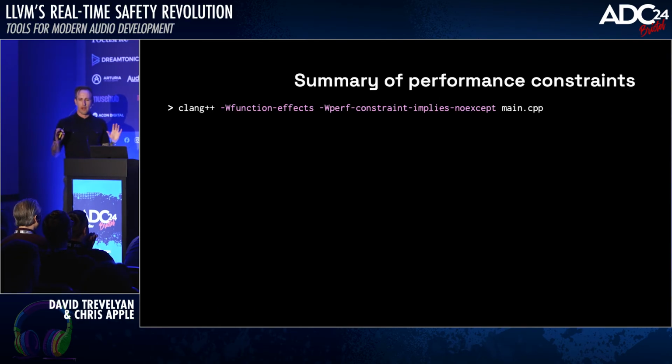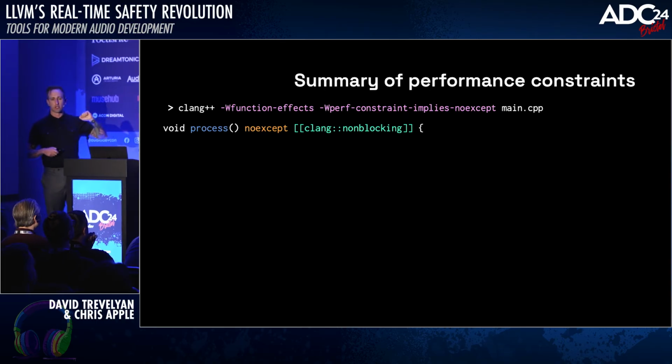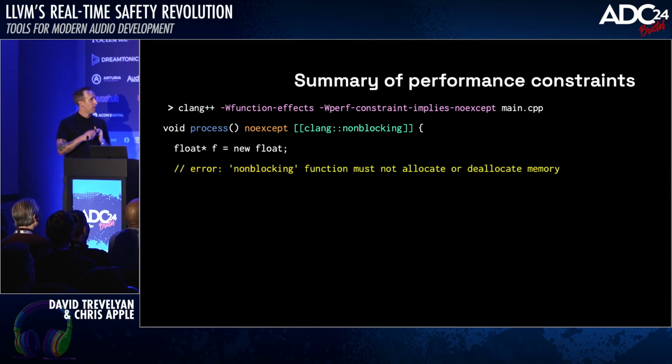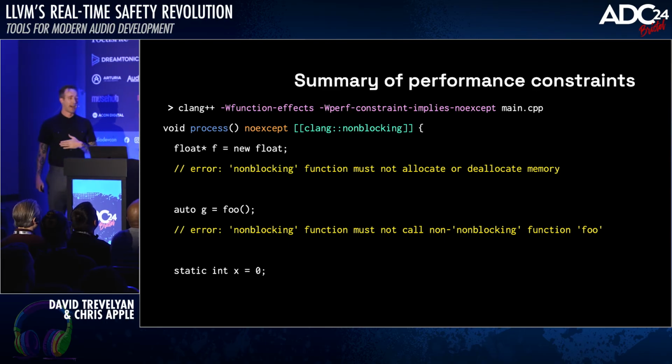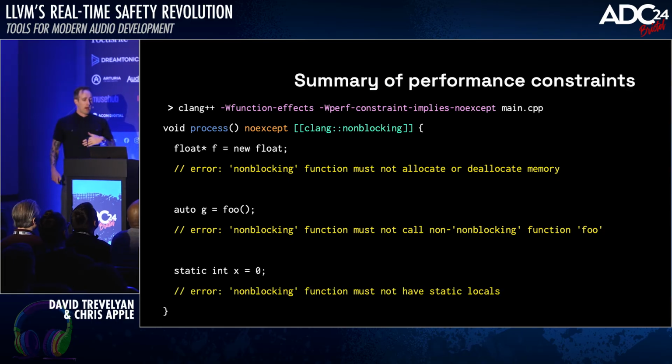All right, that was deep in the weeds of performance constraints. Let's get back to basics. There are two simple steps to using performance constraints attributes. The first is compiling with our new warning flags. When we do, any function marked non-blocking, which is what we recommend for your audio callbacks, gets some special treatment. There are warnings when you allocate and deallocate memory. There are warnings when you call a blocking function. And there are even warnings when you initialize static local variables, which the compiler can insert locks around. So this is performance constraints.